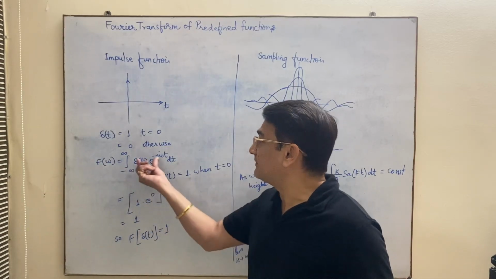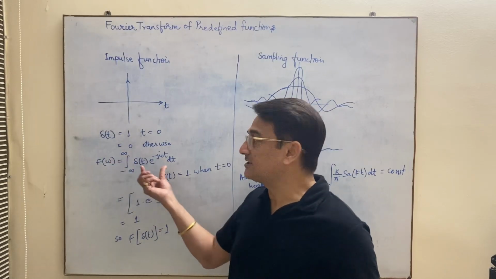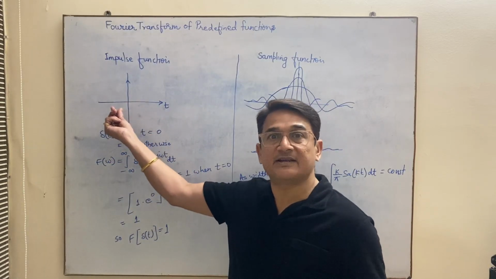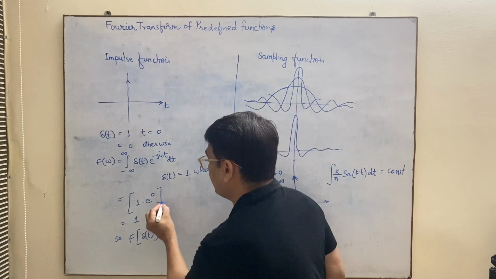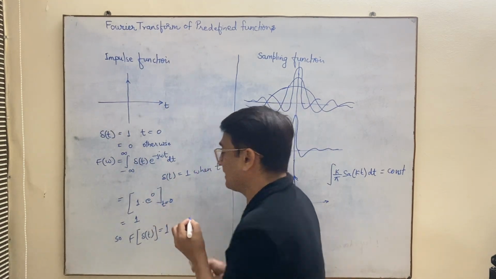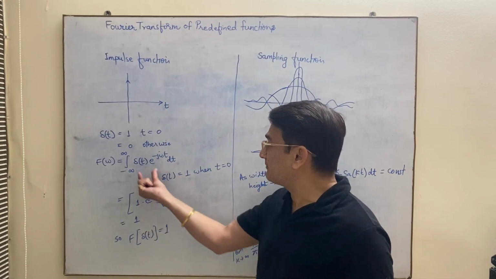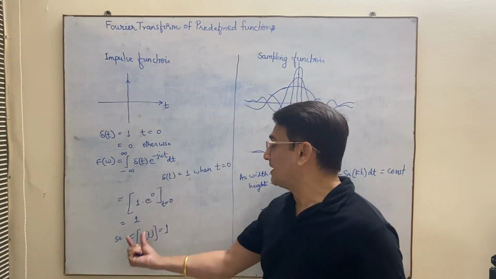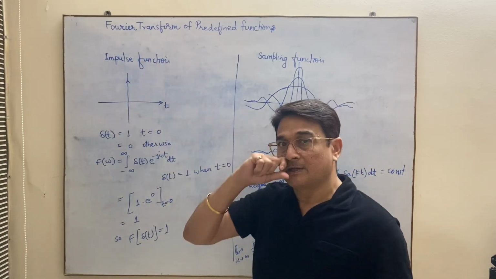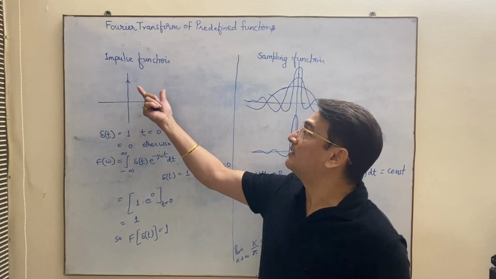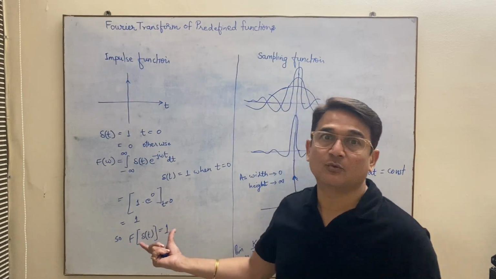So that means within that limit, from minus infinity to infinity, this function only exists at t is equal to 0. At t is equal to 0 only this function exists, so at t is equal to 0 the function will give the value as 1. So the Fourier transform of the impulse function is equal to 1. It's a very simple function, the impulse function, which gives the Fourier transform as 1.